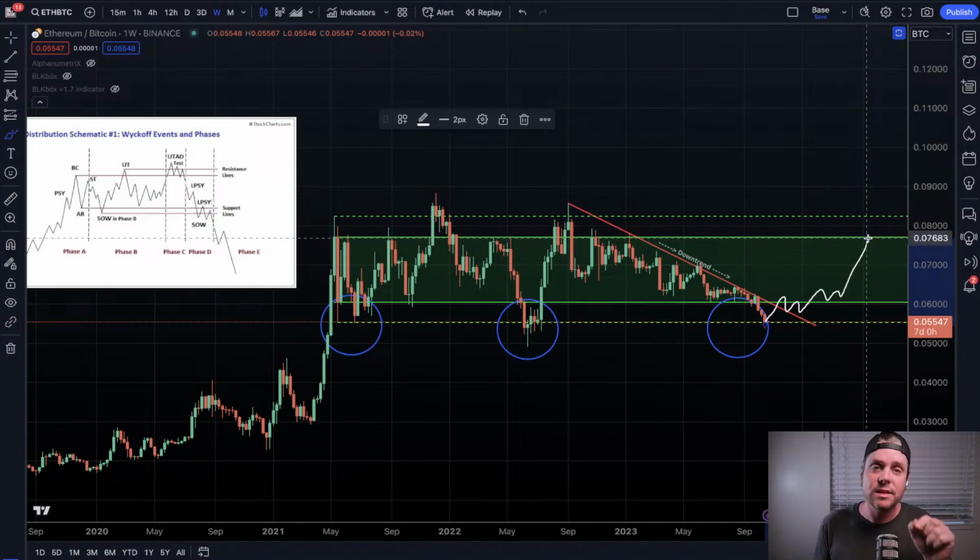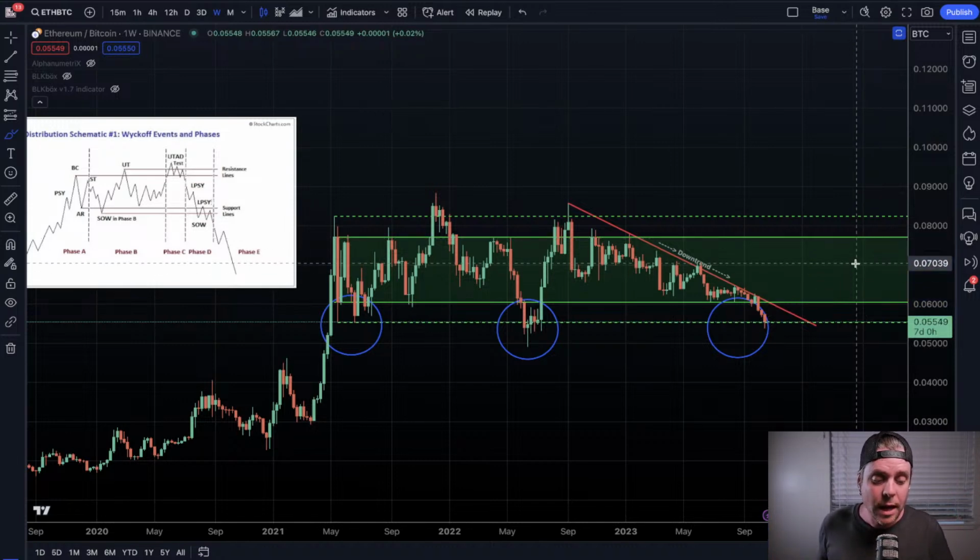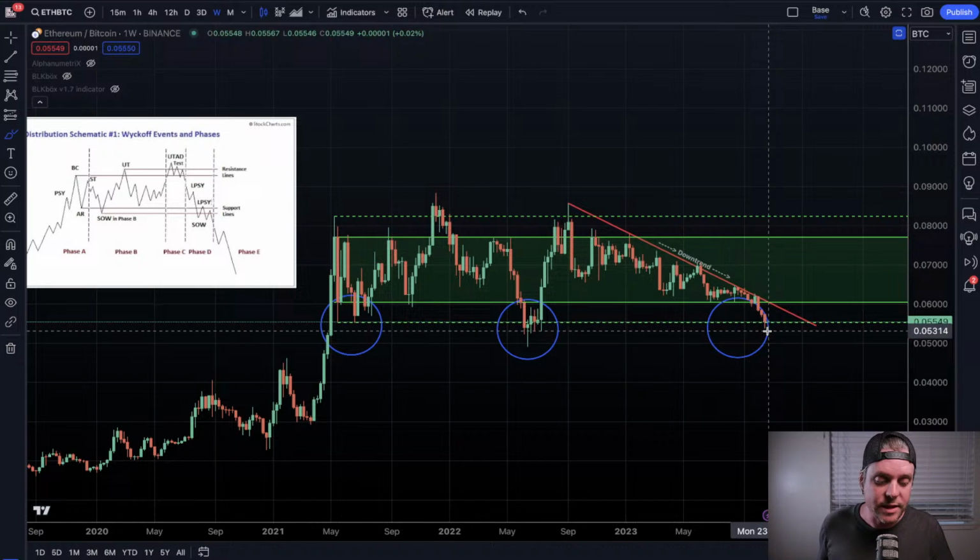If we start to see this type of bullish price action on the Bitcoin pair of Ethereum, then yes, it's time to rotate into alts. Yes, it's time to get exposure to Ethereum. And it's time to get ready for the bull market because the bull market is coming. The title of this show is Bear Market is Over.